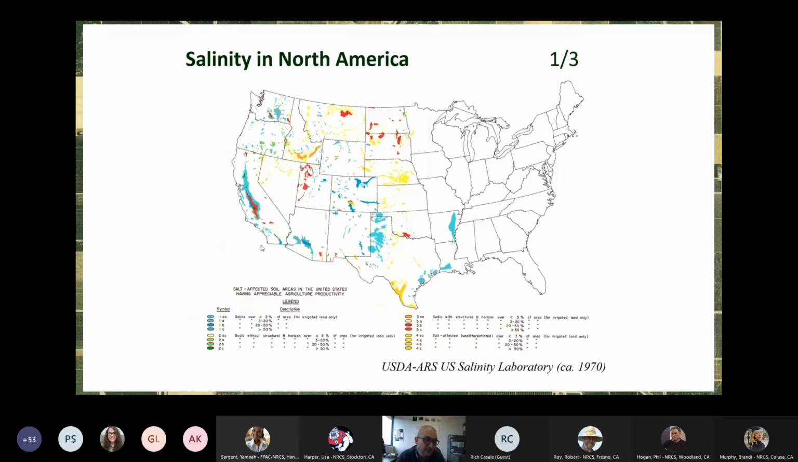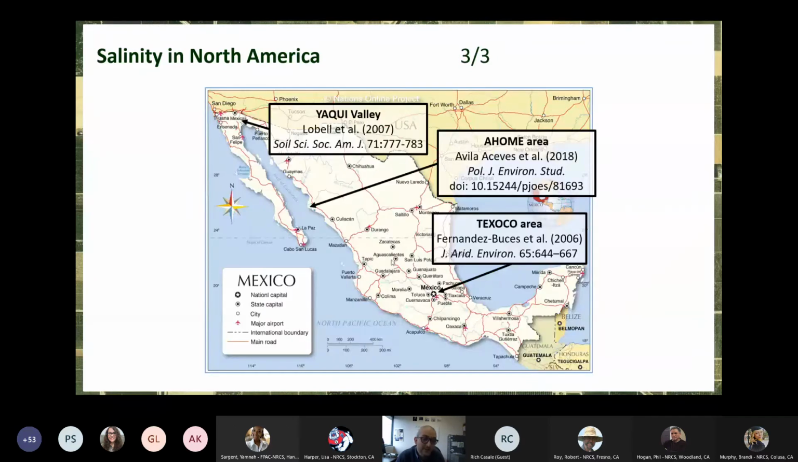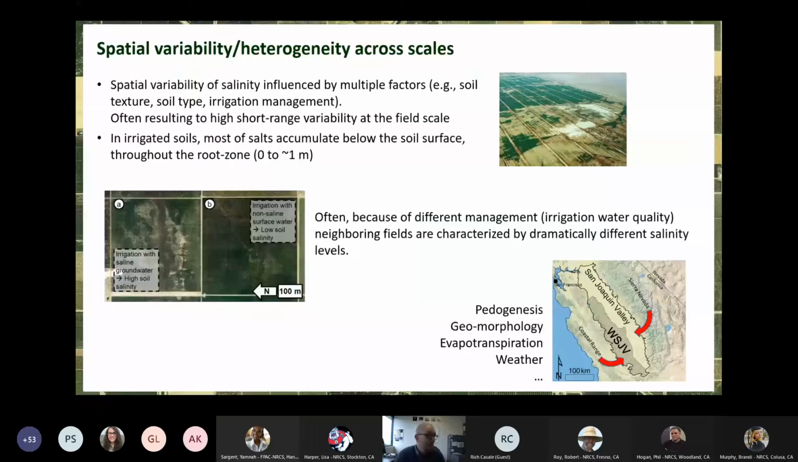And this is more or less what we observe as well in the rest of North America, where salinity is also present as a problem and limiting factor for agriculture, such as in the Canadian prairies in Canada. And even scarcer information is available for Mexico, where we have only a handful of publications that indicate that some of the agricultural areas of prime importance for Mexico are affected by soil salinity. So this is kind of an introduction to the problem.